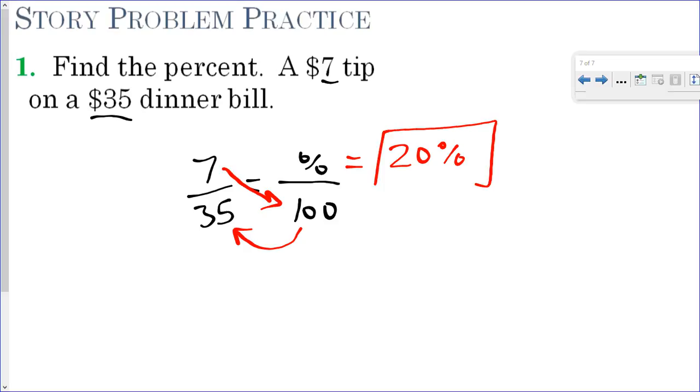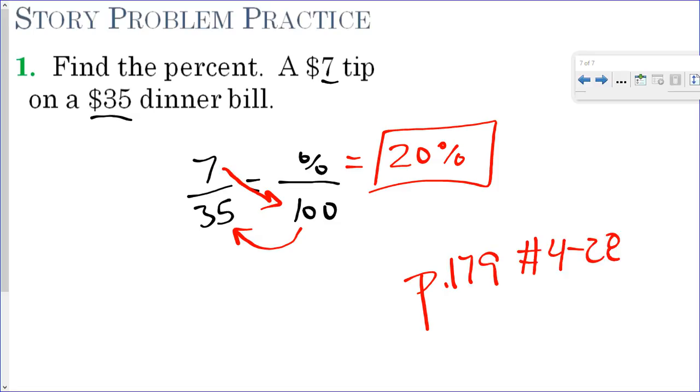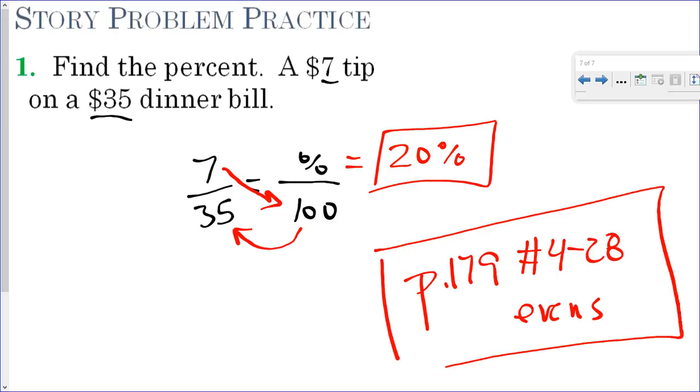Ladies and gentlemen, now that you've made it all the way through, I'm just going to ask that you go to your homework assignment. I believe that's going to be page 179. Make sure, I'm going to double check. It was page 179. You're going to do numbers 4 through 28, the evens. Check with Mrs. Allen to make sure that's the correct page number and the correct numbers. And then you'll get started.